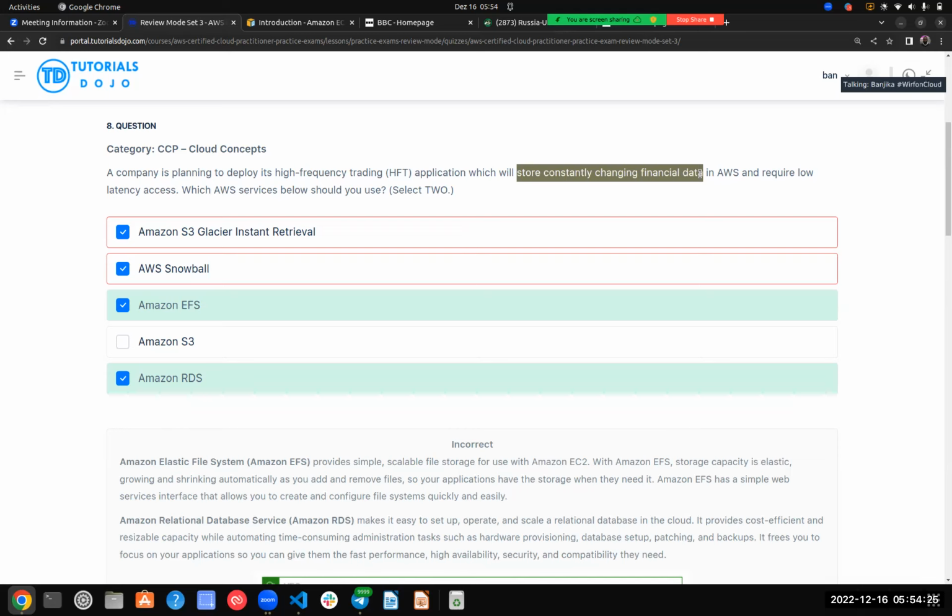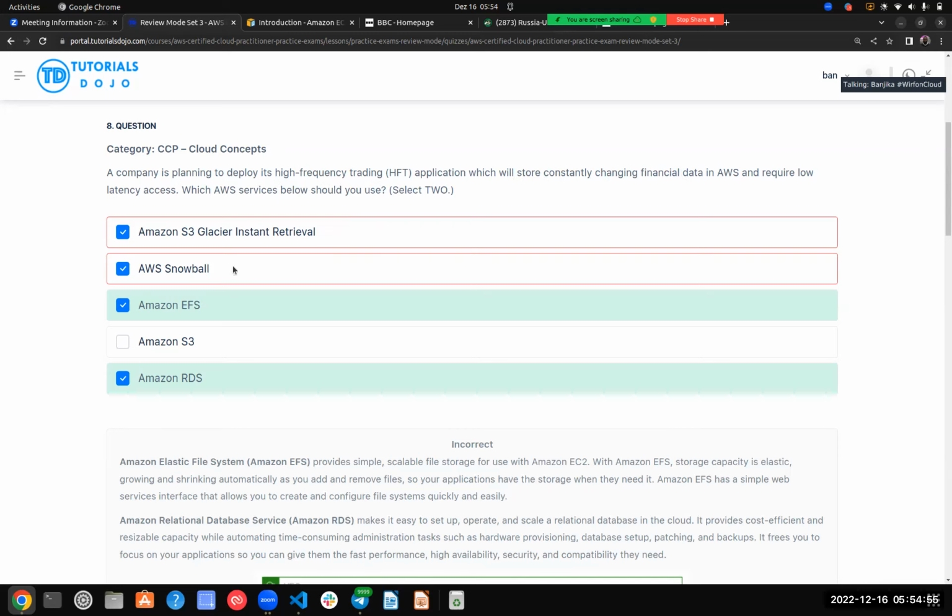If the data is EFS, changing the financial data, EFS, sorry. So immediately you see constantly changing financial data, you know, Amazon S3 is not going to be there. So A and D will immediately be off. So constantly changing data means it's not static data. Now the next thing is we're saying that they're deploying this, which will be changing constantly.